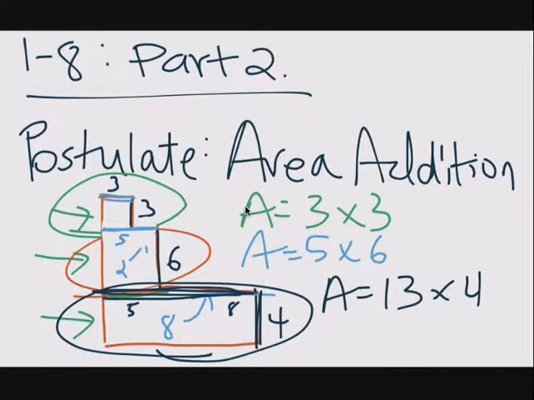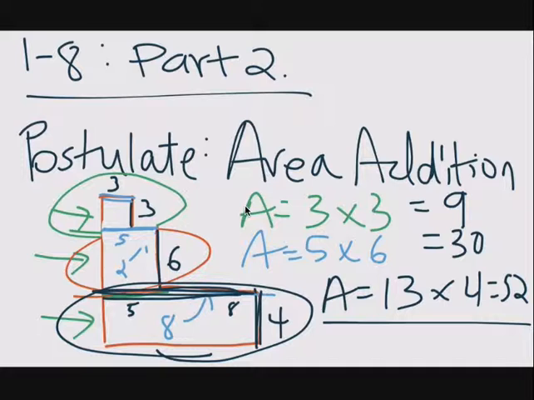So I'm going to take all of those individual rectangles and I'm going to multiply them out and I'm going to add them together. Like that. And then I'm going to add all the totals to get 91 square units.